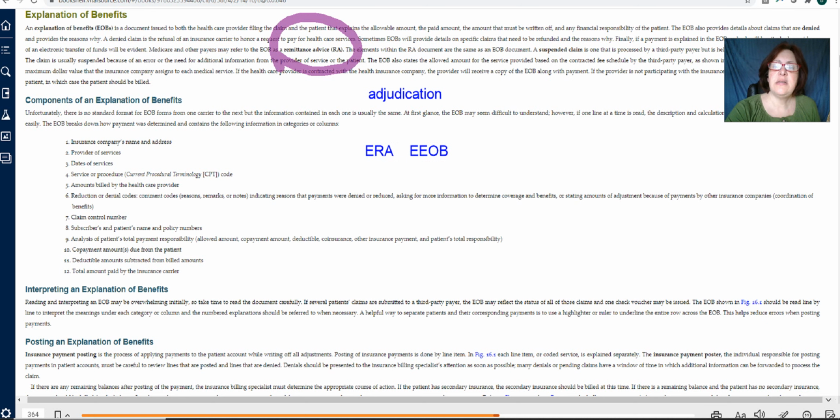This document is usually sent to both the doctor and the patient, and if payment was appropriate, this would come with a check to the doctor. If the doctor has set up direct deposit, then instead of a check, it will be direct deposited into the doctor's bank account. Okay.